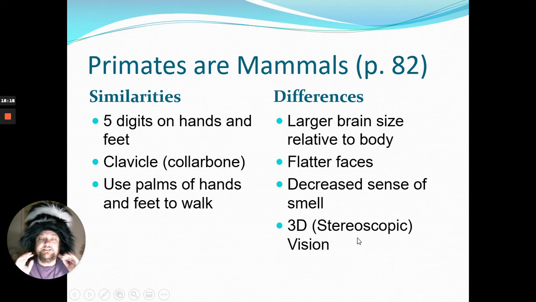And for primates, how our vision is different from that of, say, cats and dogs is that we have 3D or stereoscopic vision. And when you look at page 82, you'll see a little diagram of that. It's because the fields of vision of our two eyes overlap. And that's what allows us to see in 3 dimensions. Okay, so we rely more on our vision. So that's kind of an adaptation that happened with our faces becoming flatter and our nose becoming flatter, relying less on smell and more on vision.